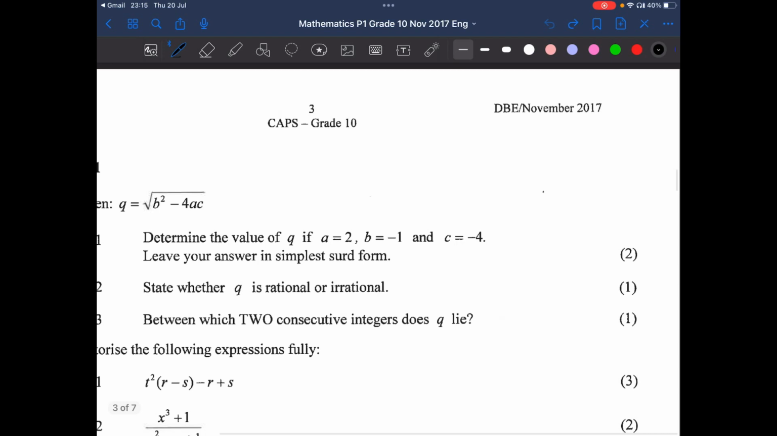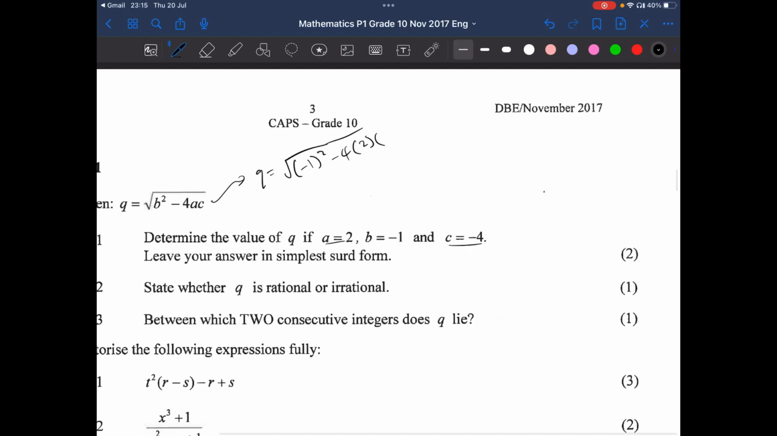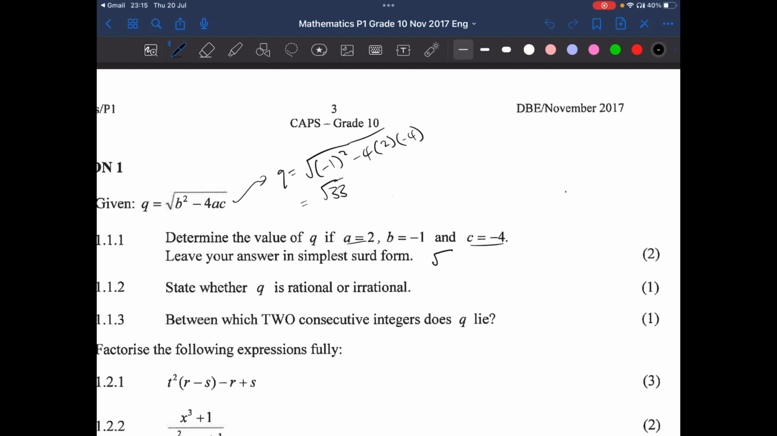Okay, so the way to do that is to just take this same equation that they gave us and substitute in the values that we have. So in place of b, we'll have minus 1 squared, minus 4, and then in place of a, we'll have 2, and in place of c, we'll have minus 4. Then we'll just plug that into the calculator. Okay, and that gives us root of 33. So that's the answer for that there. I'll put all the final answers in blue.